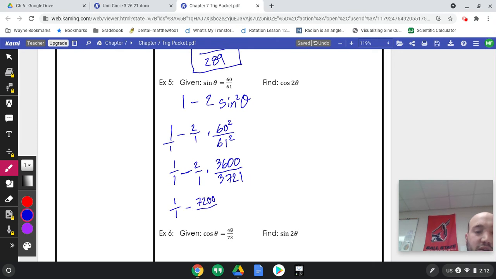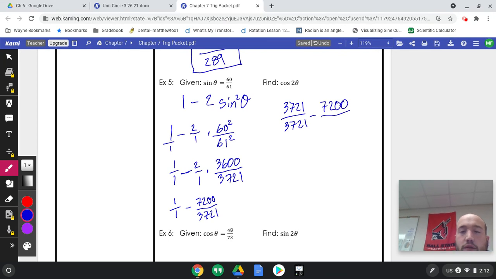Okay, we multiply by 2. And now we can change 1 over 1 to have the same denominator. And once again, this gets a little complicated to do in your head, but use a calculator, that's fine. We'll get negative 3,479 over 3,721. All right.